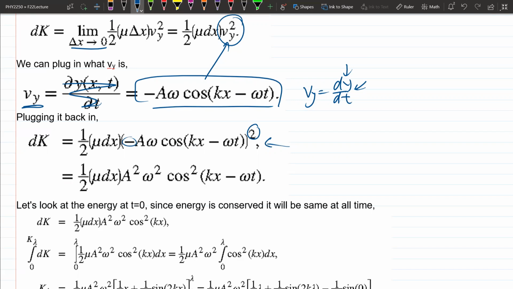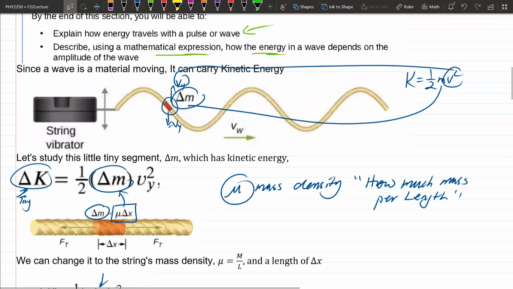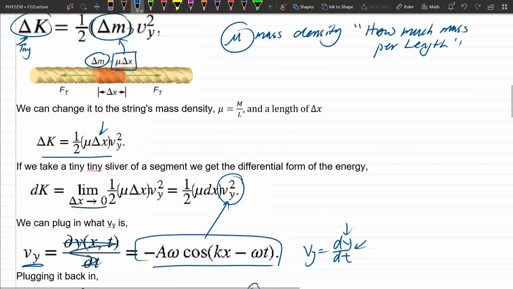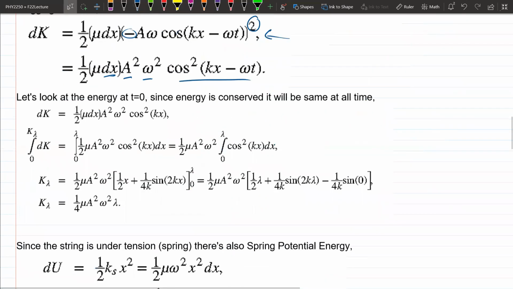So the end equation here is basically 1/2 mu times a differential of x, the amplitude squared, omega squared, and a cosine function squared. That's only the amount of energy carried by this tiny segment of mass. In order to figure out how much energy is carried by the entire wave, we have to add up all the tiny segments, and adding up a bunch of tiny segments means doing an integration. We'll show you the integration here, so you don't have to do it yourself.